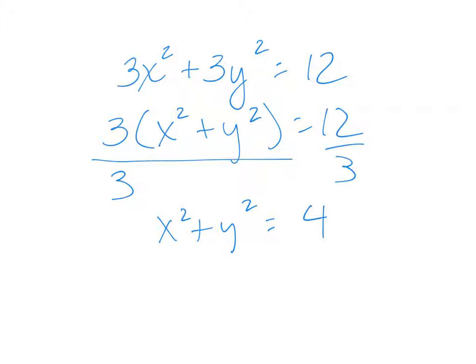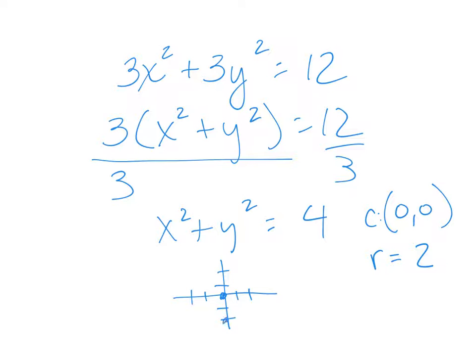What is the center? 0, 0. And what is the radius? 2. So this one is very easy. It goes here, 2 this way, 2 this way, 2 this way, 2 this way. Plot your points, draw a circle.